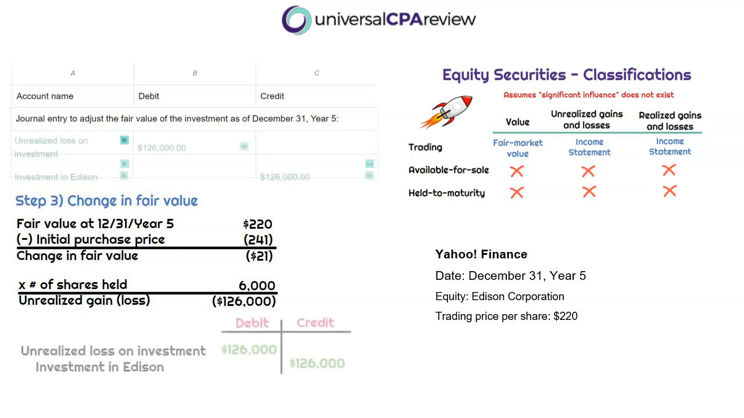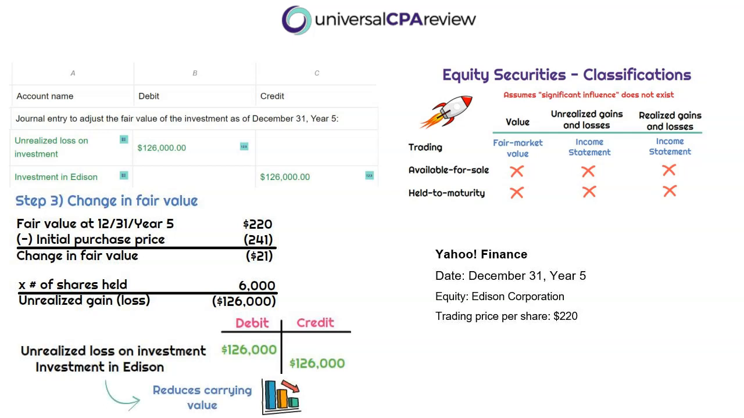So when we think about, okay, what's the journal entry? Well, we would debit unrealized loss on investment for $126,000. This is going to reduce net income for year 5. And then we're also going to credit the investment in Edison balance sheet account for $126,000, which reduces our carrying value of the investment, right? So overall, that is how we record the transaction. The unrealized loss is flowed through net income, and on the balance sheet, we have the investment at its fair value. So look at that.